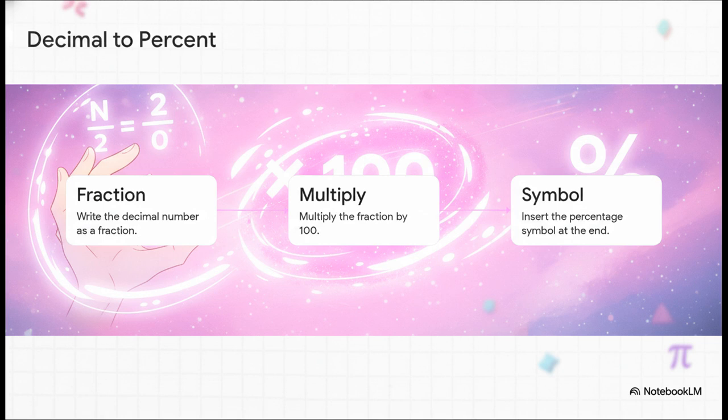Step 2, you just multiply that fraction by 100. And finally, step 3, you literally just insert the percentage symbol at the end. Bam! Just like that, a decimal transforms into 65%. It's a brilliant little mechanical process for shifting between different mathematical dialects.